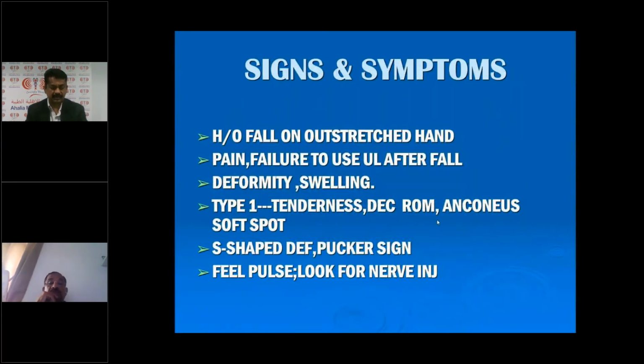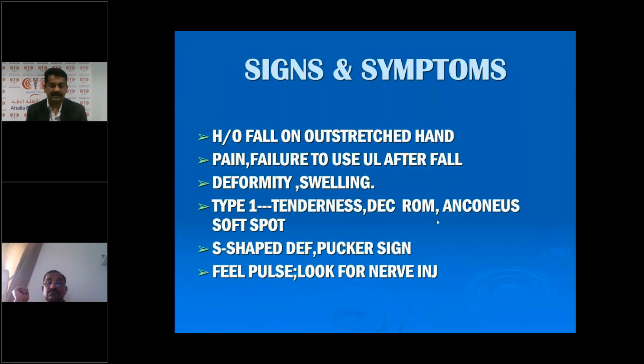Signs and symptoms of supracondylar fractures. There is always the typical history of a fall on the outstretched hand, and the child will have pain and failure to use the upper limb after the fall. There will be deformity and swelling. Type 1 will be less obvious, with tenderness, decreased range of motion, and some soft spot. But in type 3, it is quite obvious.